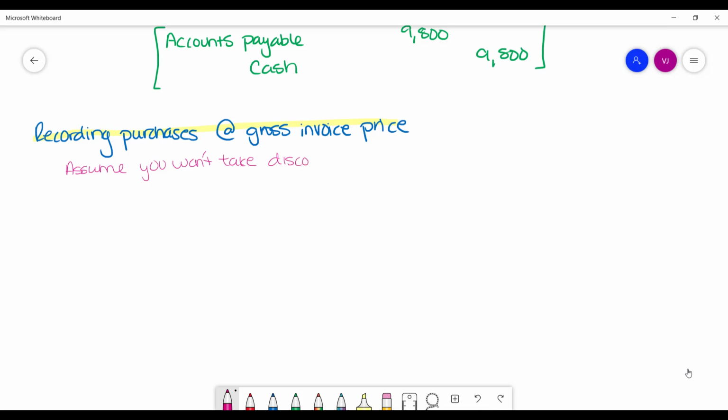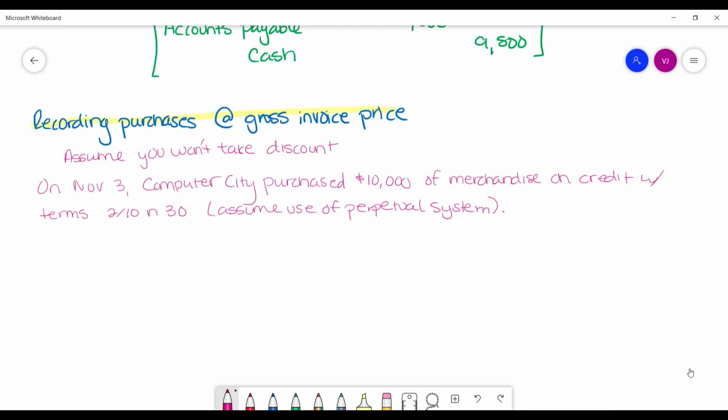Okay? So let's look at an example problem. Again, we're looking at Computer City. Let's assume on November 3rd, Computer City made a purchase of $10,000 of merchandise on credit with terms 2/10 net 30, but using the gross invoice price method, and still assuming the use of a perpetual system. So under this method, you assume you won't take the discount.